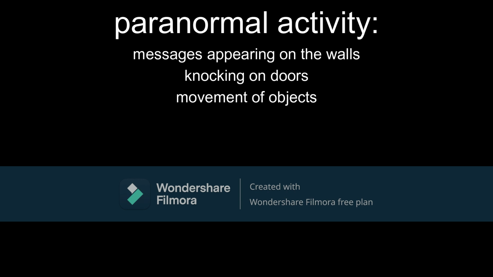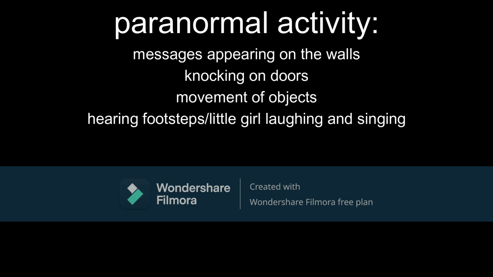Movement of said doors, where we see the very door handle turn, and the door being knocked on so hard that it vibrates and it looks like it's going to come off its hinges. Hearing noises, such as a little girl singing or laughing, which Eleanor starts to hear once she becomes quote-unquote one with the house. And before then, she can also hear laughing.